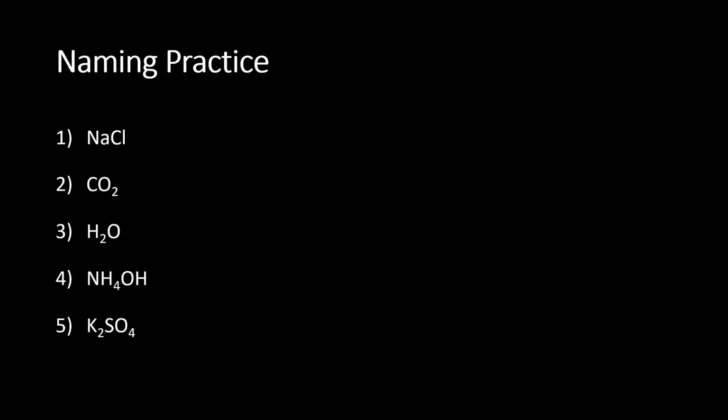So we have 5 examples here. Some of these are ionic and some of these are covalent. If we take a look at the first one, this is one that you should be very familiar with. I know that this is an ionic compound because Na is a metal. When I have an ionic compound, I don't need to use prefixes. So if I look at my periodic table, I'll see that Na is sodium.